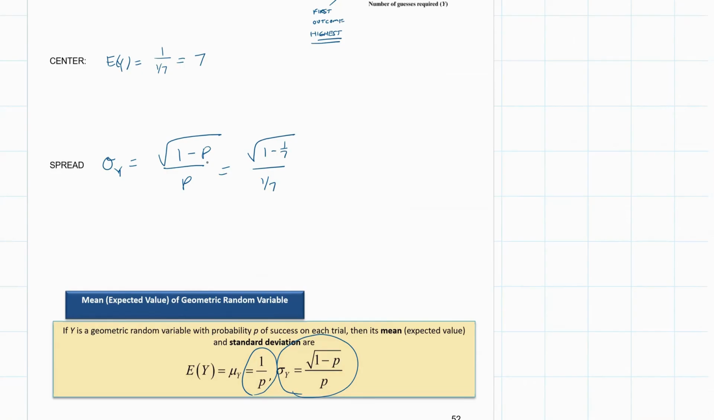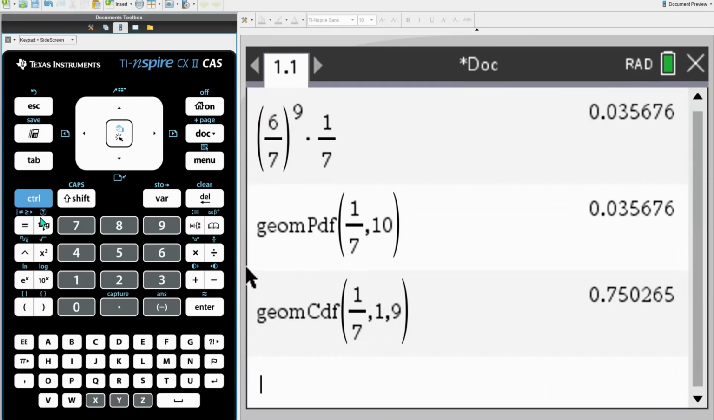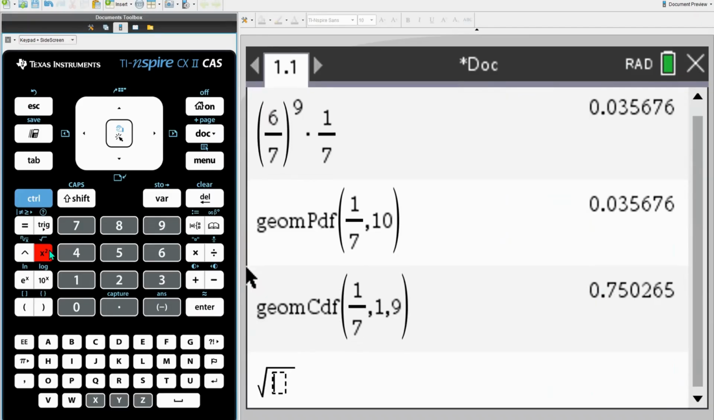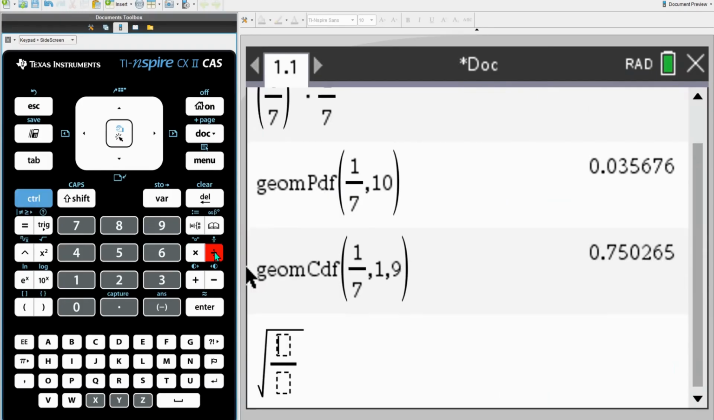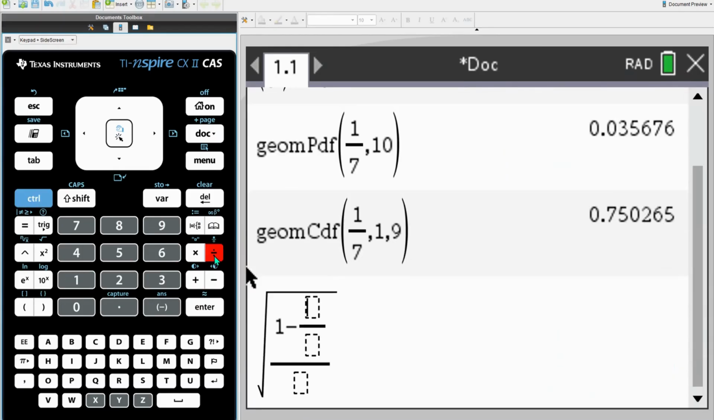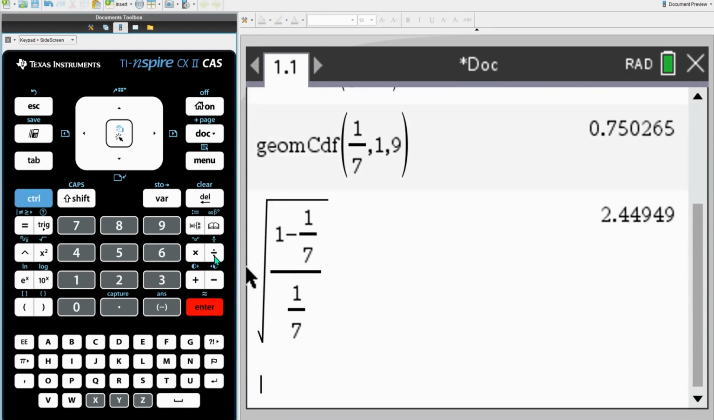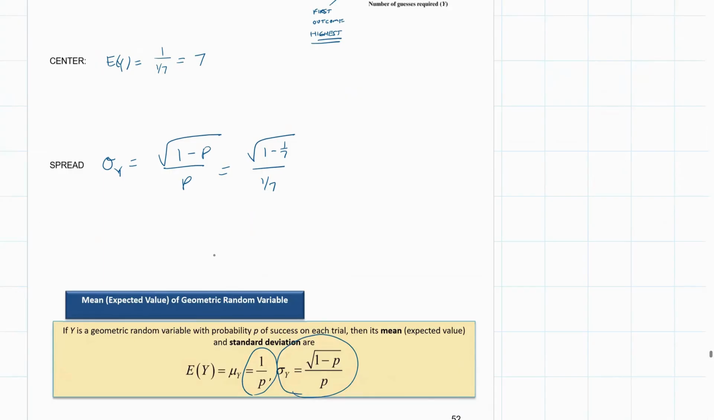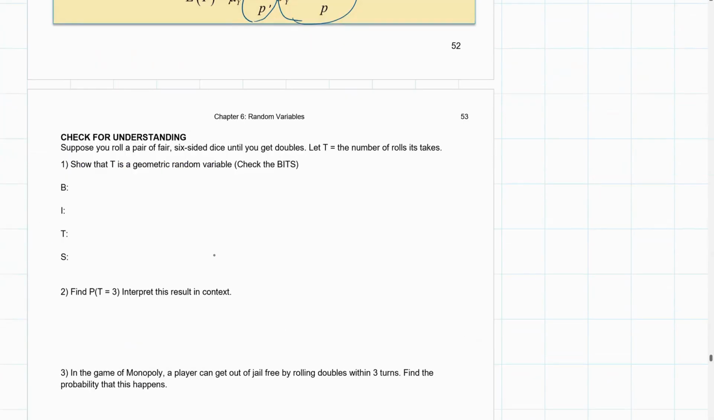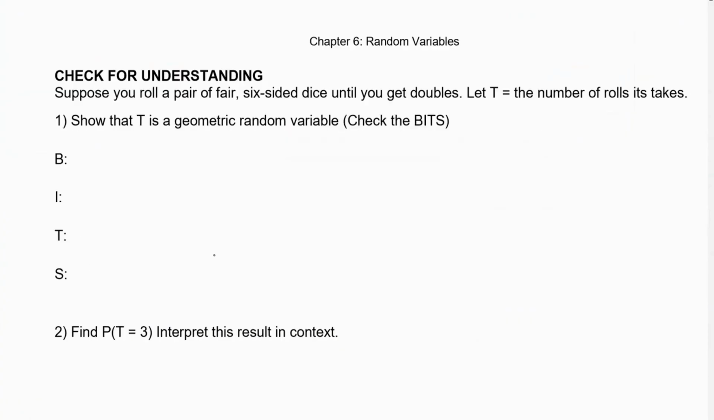Okay, and we can put that into our calculator and find that out. Again, square root, and then I'm going to control division, 1 minus, and then I'm going to do control division to get the 1/7 in, 1/7, and this is all going to be divided by 1 divided by 7. Control enter, and there's our standard deviation, 2.449.